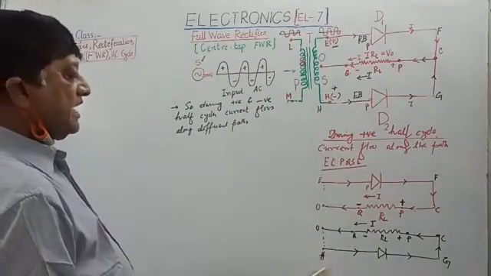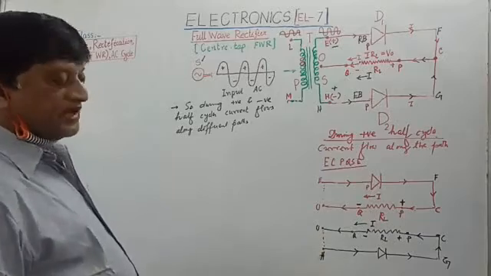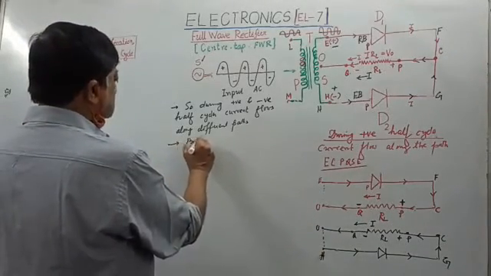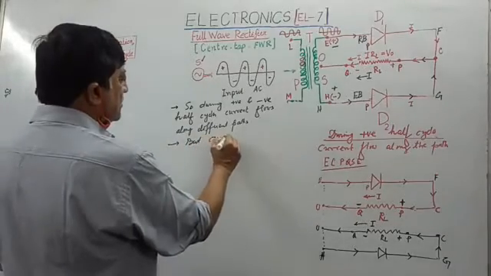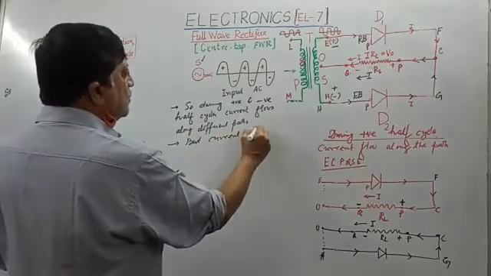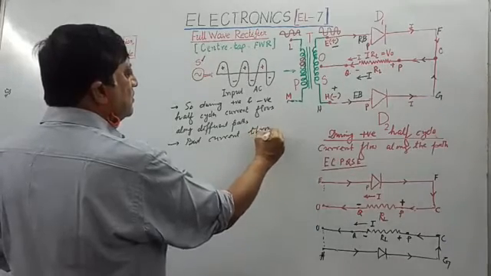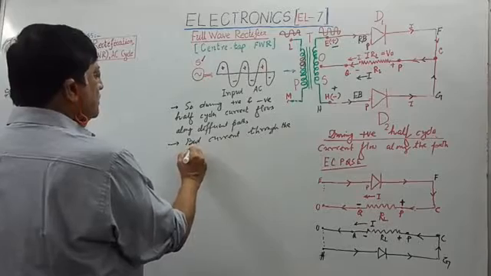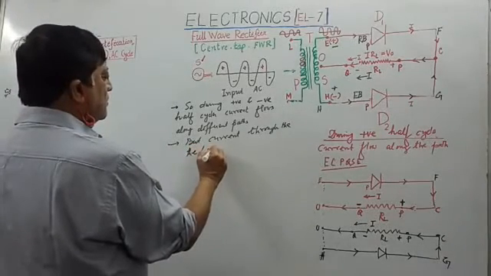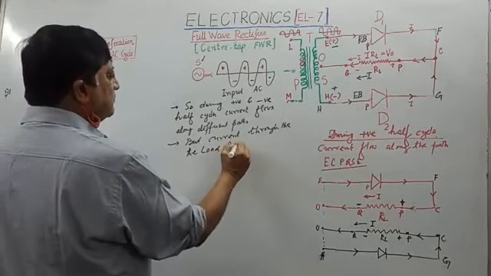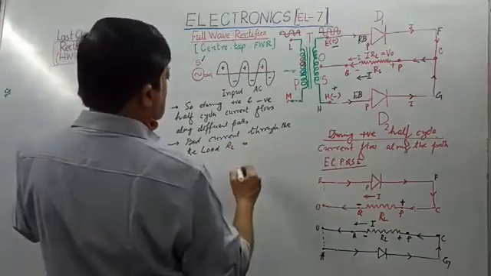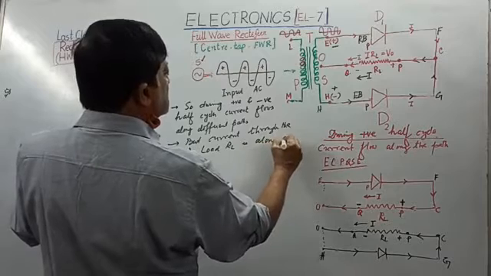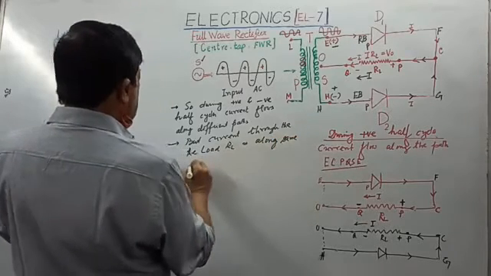EFCO, HGCO paths are different, but current through the load RL is along the same direction.